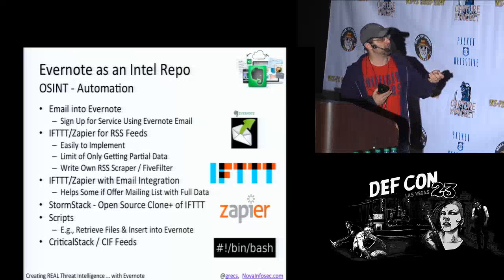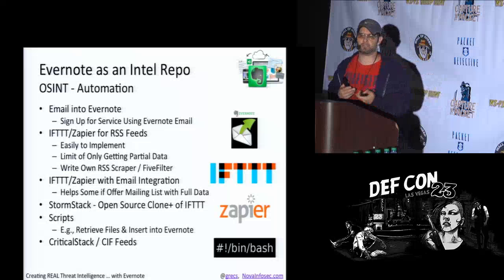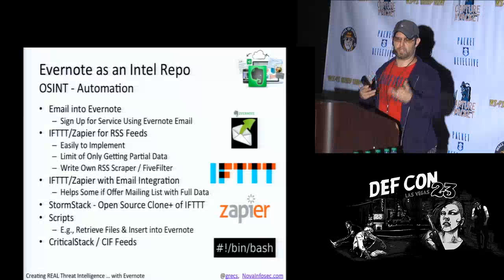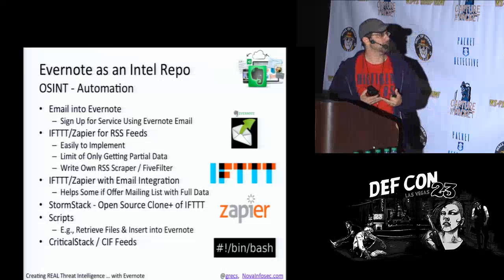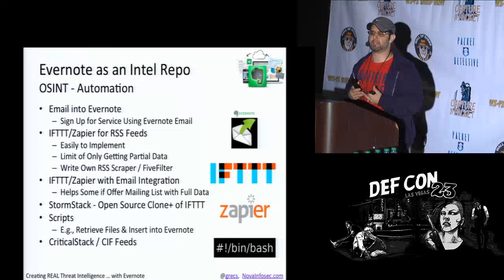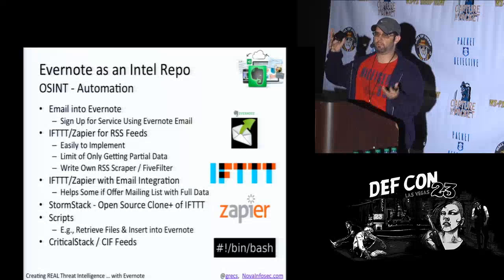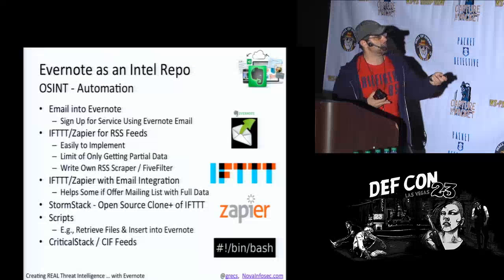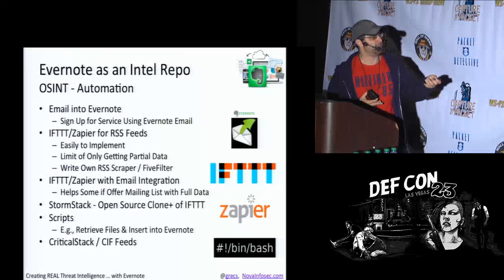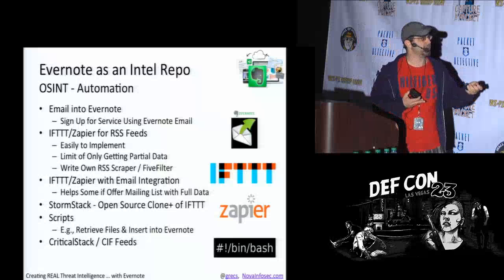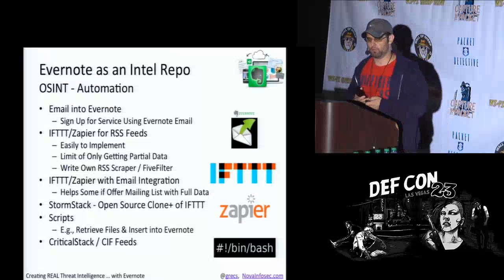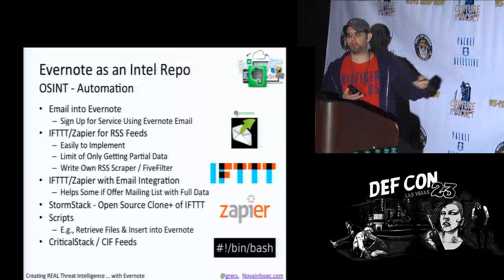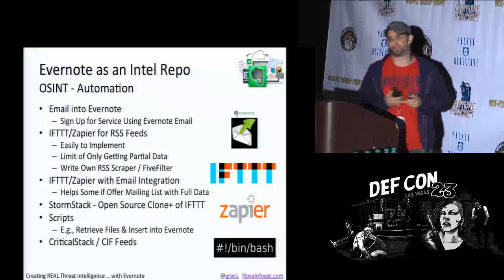There is a limit of only getting partial data. As an example, if there's a great blog and they have an RSS feed and you want an archive of all that, a lot of times, because it's based on the RSS feed, you're only going to get the first 250 words or whatever. So there is a limit there. You can write your own RSS scraper, or I found a tool that costs like $20. You can implement it on your own server, or you can pay so much per month and use their hosted solution called Five Filters.